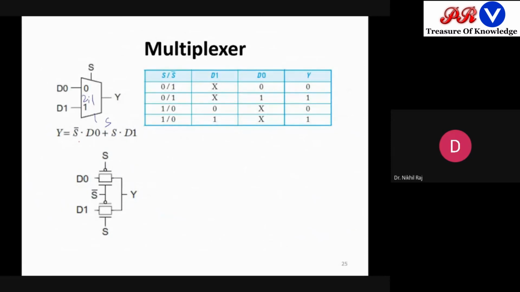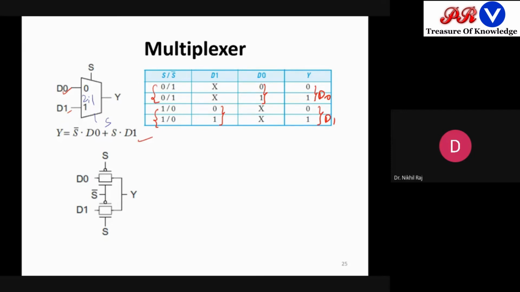How will it work? We know the truth table of the multiplexer: when the selection line is 0, it will select D0, and if the selection line is 1, it will select D1, whatever is present. So this is the truth table. If the selection line is 0, it will always select D0, and if the selection line is 1, it will always select D1. Fine. So this is the Boolean expression for this one.